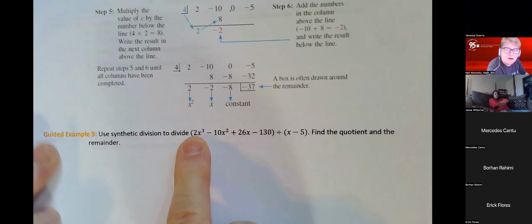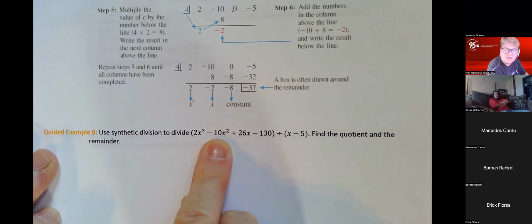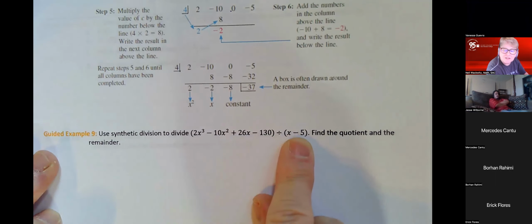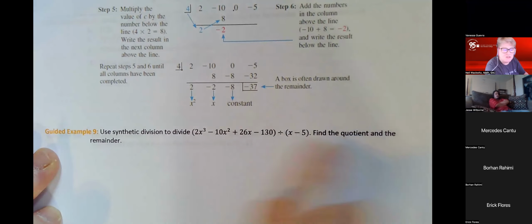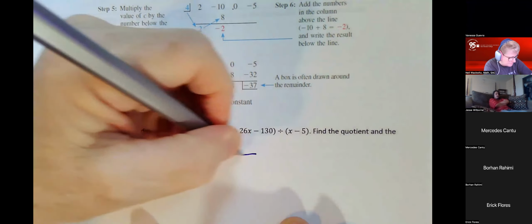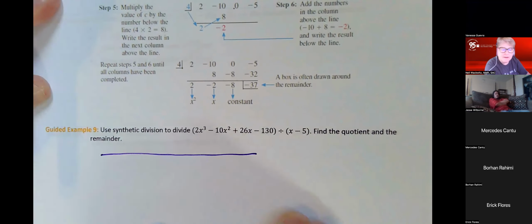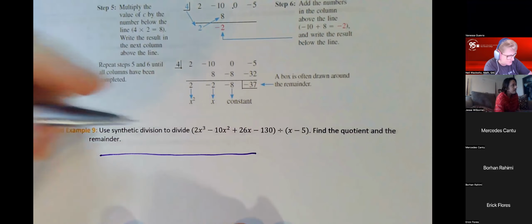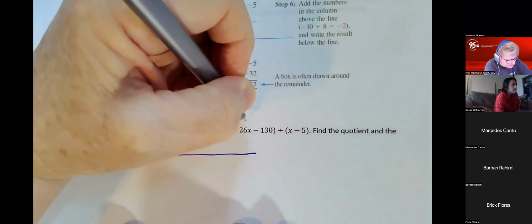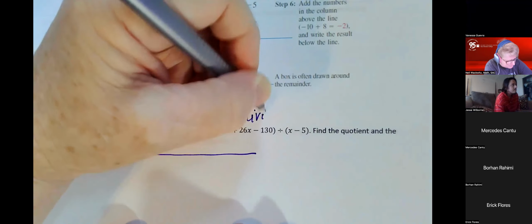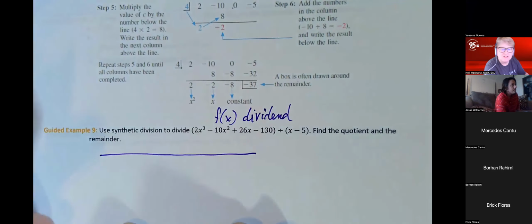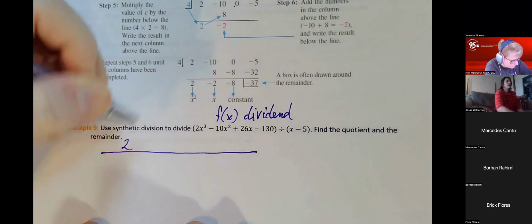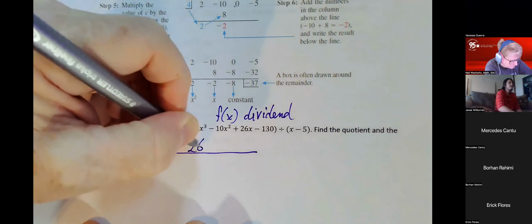So now we're going to divide 2x cubed minus 10x squared plus 26x minus 130 by x minus 5. And we want to find the quotient and the remainder. So I'm going to put a horizontal bar, and we want to write down the coefficients of the dividend. So f of x is always going to be the dividend for right now. What are the coefficients of the dividend? 2, -10, 26, and -130. Good.